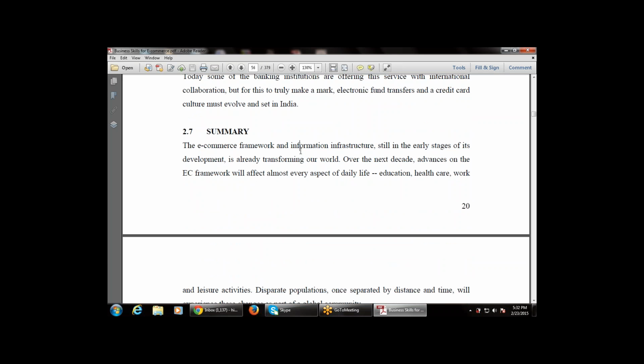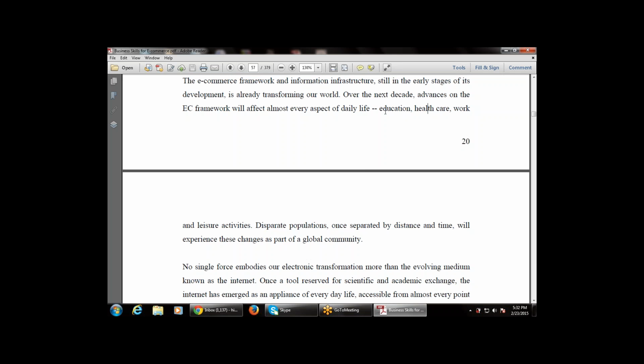Over the next decade, advances of the EC framework will affect almost every aspect of daily life, whether it may be education, healthcare, work, or leisure activity. It is included in every part. Disparate populations, once separated by distance and time, will experience these changes as a part of a global community.